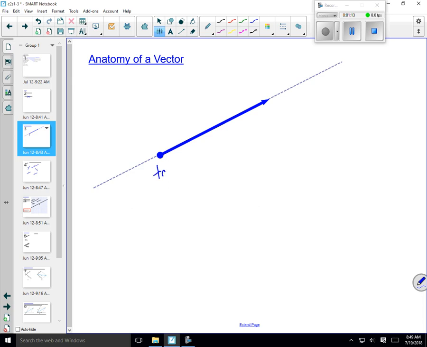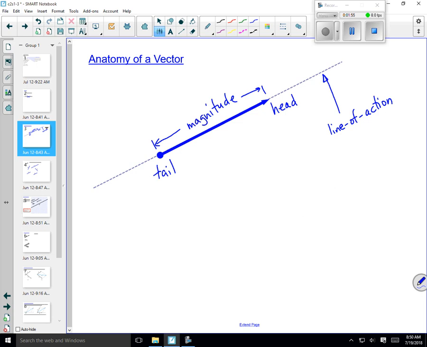This point down here is what I call the tail of the vector. This point up here is what I call the head of the vector. The length of this thing from here to here is what I call the magnitude. The longer this arrow is, the greater the magnitude of the vector. This vector points along this dashed line, and this dashed line is what I call the line of action. And we'll see why that's important later.